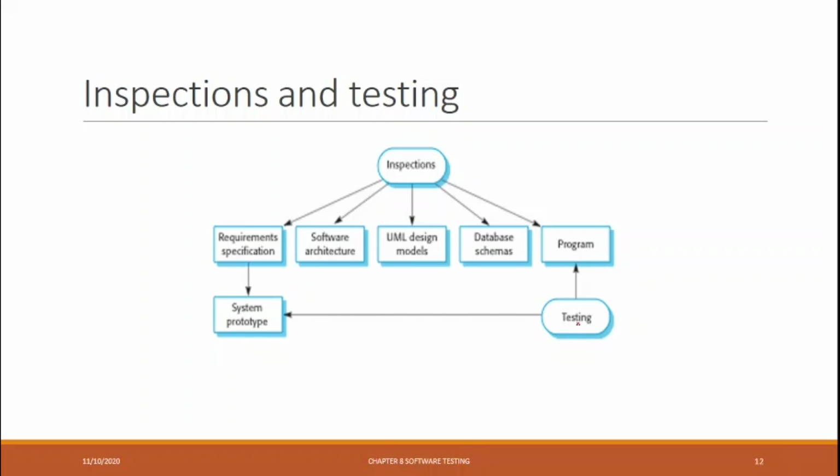Okay, so this is inspection and testing. Requirement specification, software architecture, UML design model, database schema and programs: that is where inspection is done. In the testing part it will cross verify the system prototype along with the program, whether it meets the requirements of the customer. Then it is released.